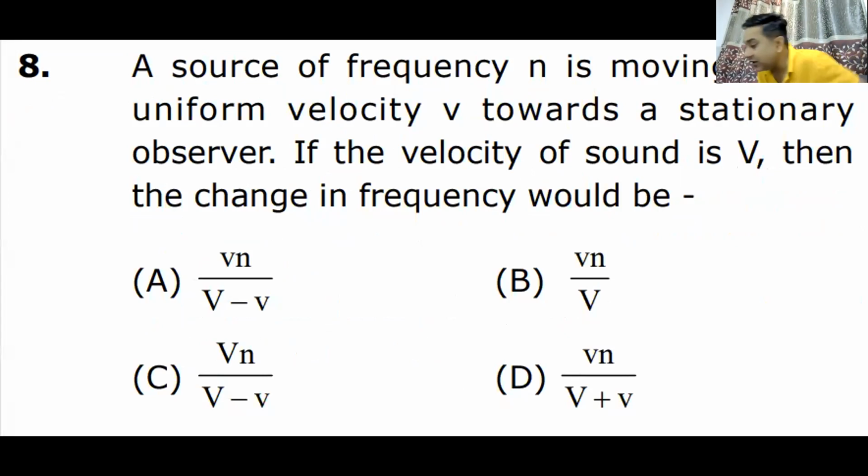This is question number 8 now. Next one. A source of frequency n is moving with a uniform velocity v towards a stationary observer. Remember, observer is stationary. If the velocity of sound is capital V, just don't get confused: velocity of sound is capital V and the velocity of source is small v. What will be the frequency? What is your answer? A, sir.